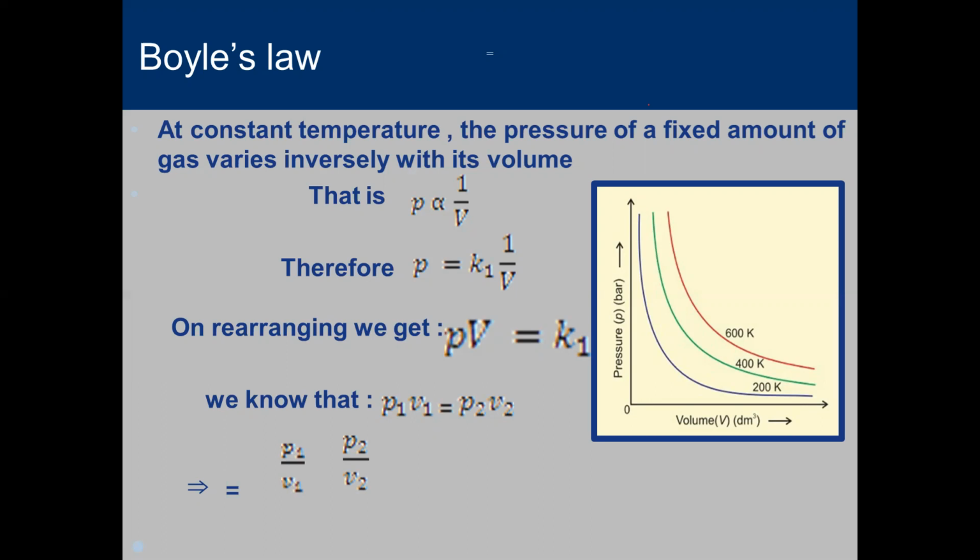Now in the graph, we are seeing that pressure has been plotted against volume. Pressure has been taken on the y-axis, volume along the x-axis. So on increasing the volume, pressure is decreasing. Or we can say that when we increase the pressure, volume decreases. Now these curves have been plotted at constant temperatures, so they are known as isotherms.